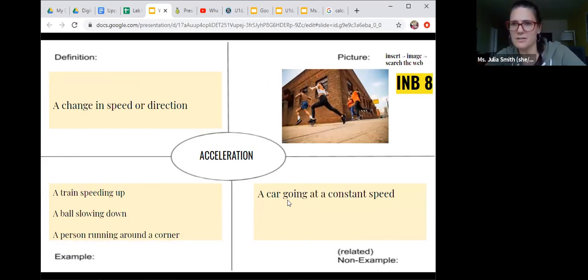Acceleration, remember, these are new definitions for acceleration. It's any change in speed or direction. So it's not just speeding up, it's also slowing down and turning. And so the picture I have there is a picture of runners running around a corner. They're accelerating because they're changing direction. A non-example would be a car going at constant speed.